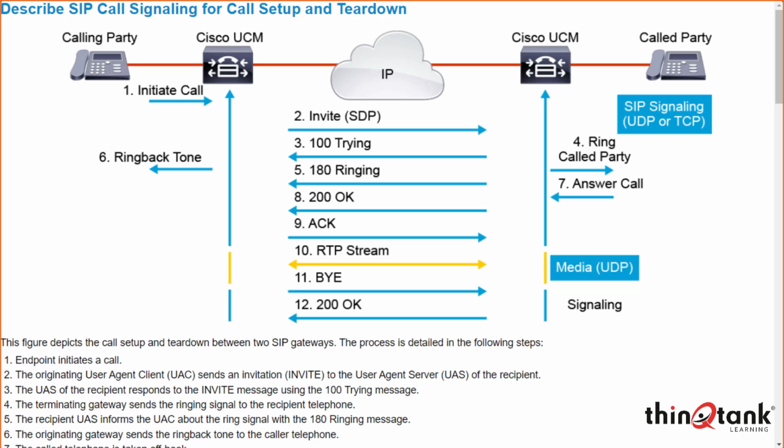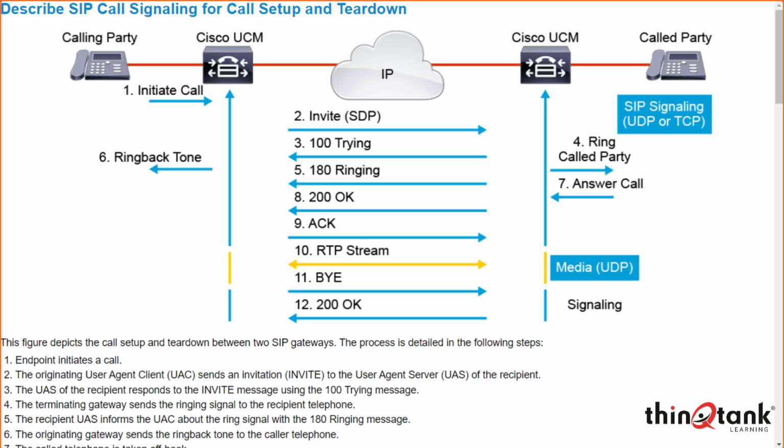That terminating gateway, in this case the call manager, sends a ringing signal to the recipient's phone, and then the recipient's UAS. Again, the UAS and UAC don't always assume that call manager is the server and the phone is the client. Both devices are running both functions. All right, we're going to tell the UAC about that ring signal with a 180 ringing message.